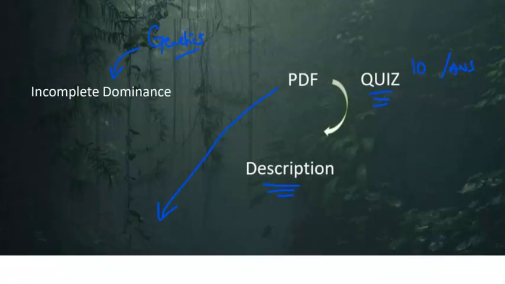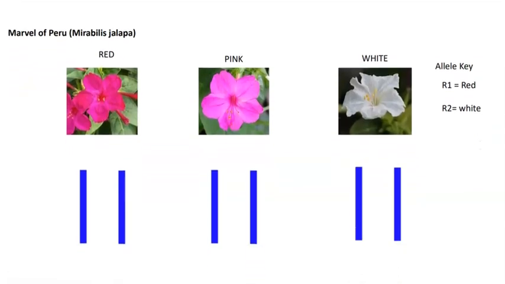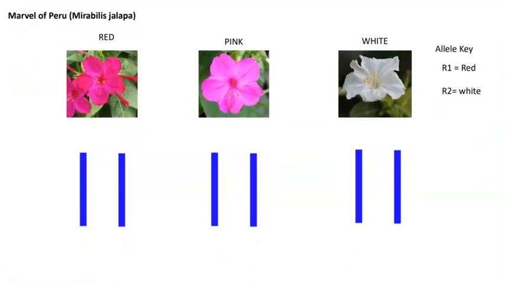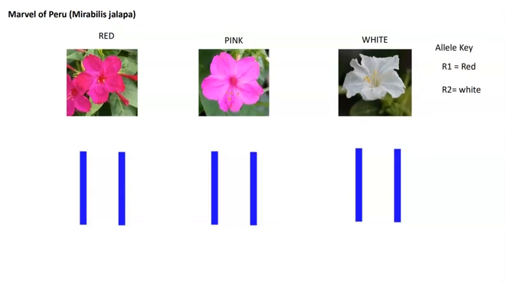Incomplete dominance. We will illustrate incomplete dominance with this particular example, the marvel of Peru, Mirabilis jalapa, also known as the 4 o'clock plant. It's known as the 4 o'clock plant because this particular flower opens in the late afternoon and flowers overnight, producing a strong pungent scent which is known to attract moths and possibly even bats.